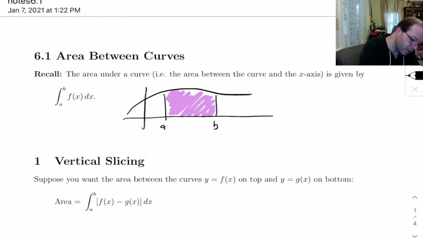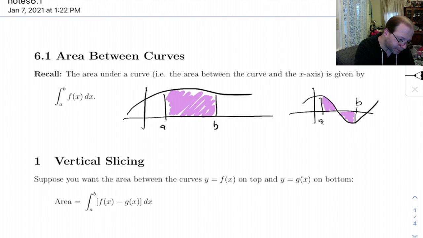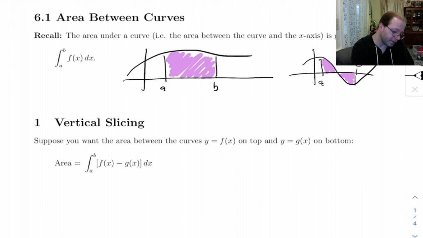And if it's not positive everywhere, let's say this is A and this is B, what you get is the area under here, and then you subtract this area over here. But the stuff you did in Calc 1, all of that dealt with just one curve and the x-axis for your other boundary. What we're going to look at in this case is area between two curves.